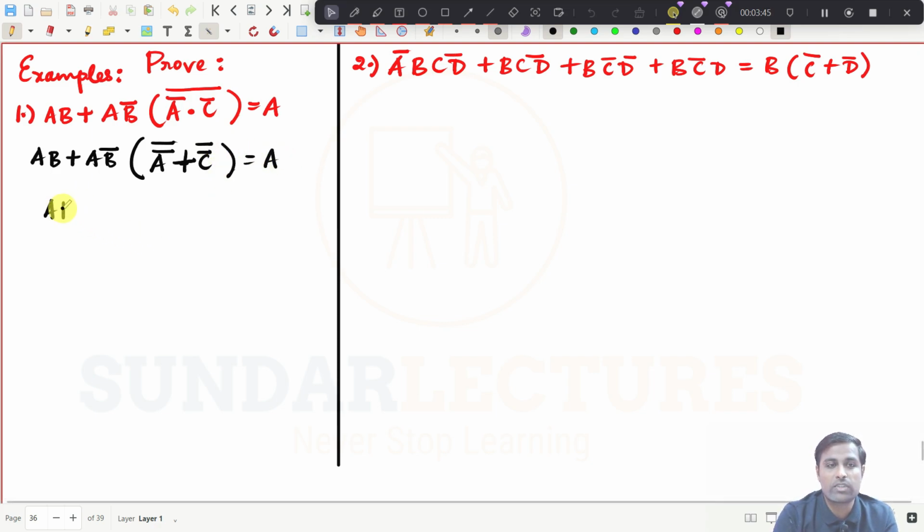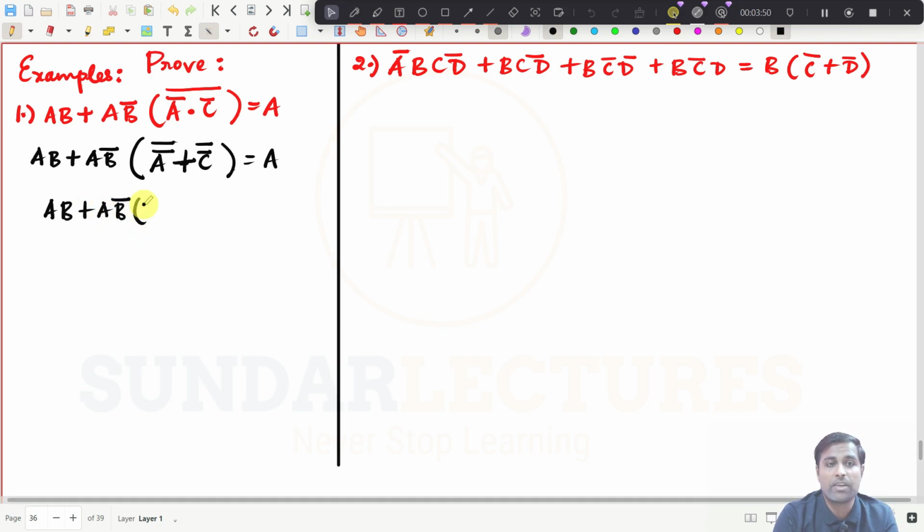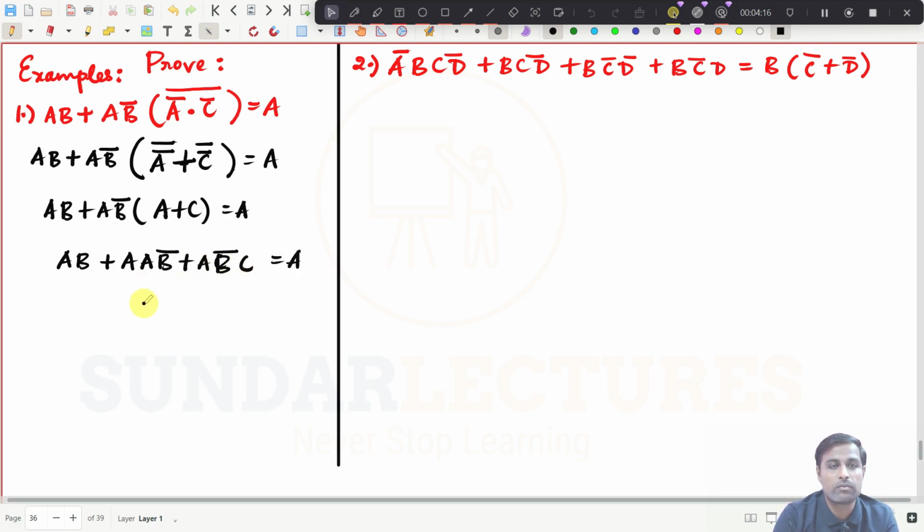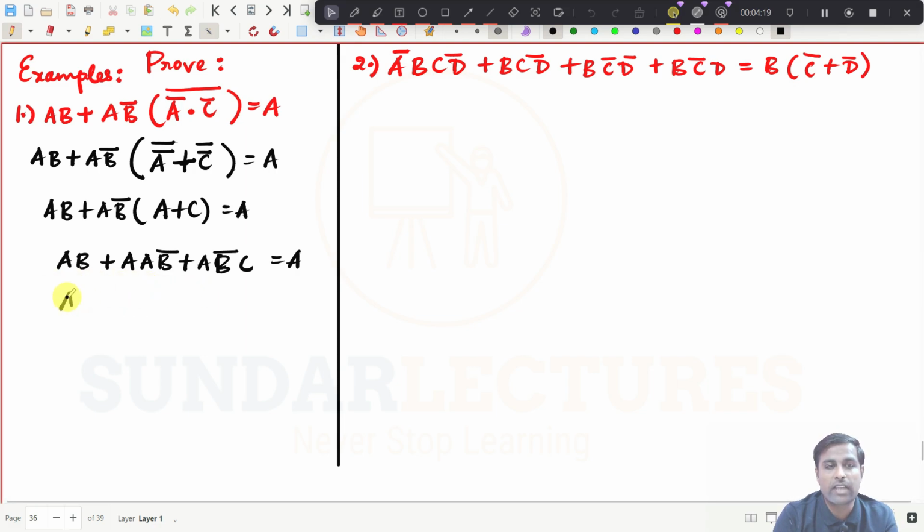So this one you just keep as it is, A plus B bar, A B bar. This double bar can be cancelled out, so this will be A plus C, which is equal to A. And then you see here, this is AB plus, you can bring this one inside, so this will be A B bar plus A C, A B bar C, it should be equal to A. So what you do now, you take A commonly outside.